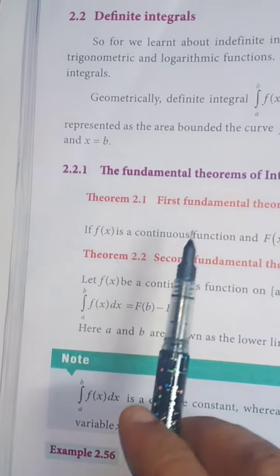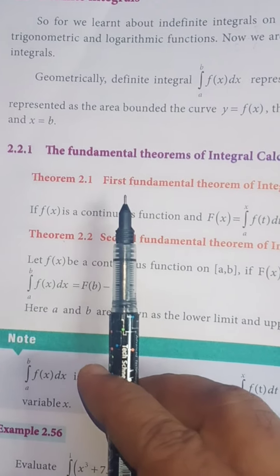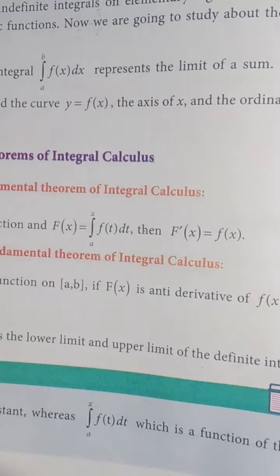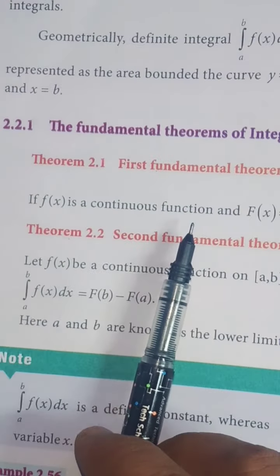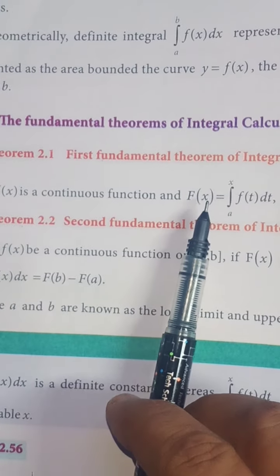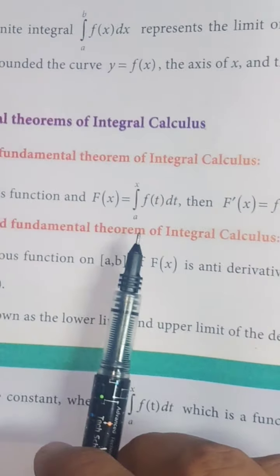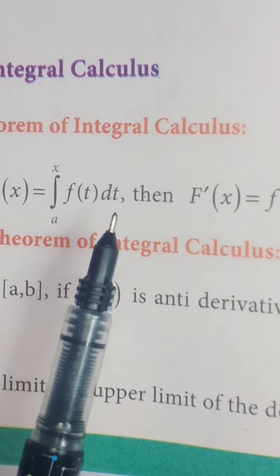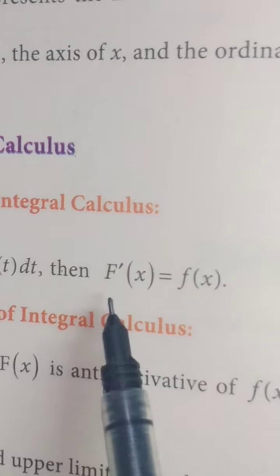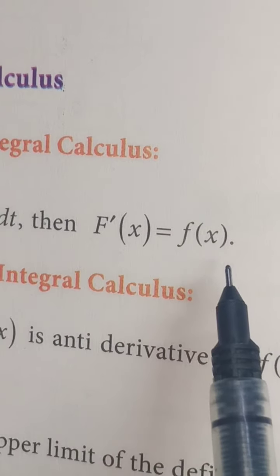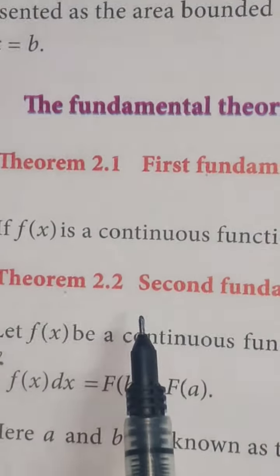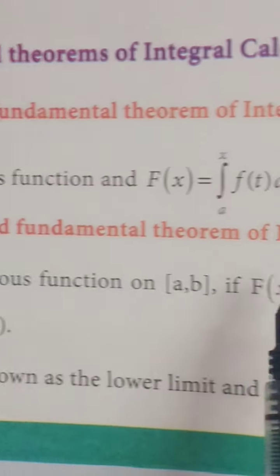Here we have two fundamental theorems. First one is the first fundamental theorem of integral calculus. If f of x is a continuous function and capital F of x is equal to integral a to x f of t dt, then capital F dash of x is equal to small f of x. And theorem 2.2, second fundamental theorem of integral calculus.